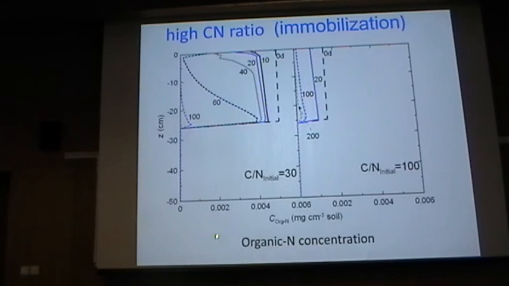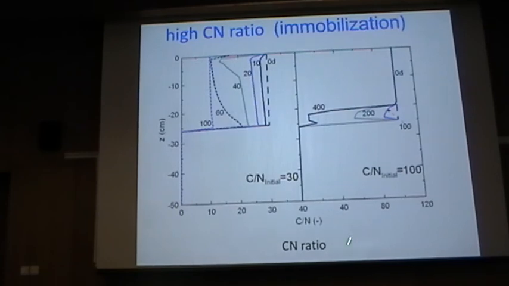This is the organic nitrogen concentration profile. In this case, for example, stage 1 and stage 3 occur near the surface, but stage 2 continues in the lower layer. But in the case of CN100, stage 3 keeps on going until 100 days or so.